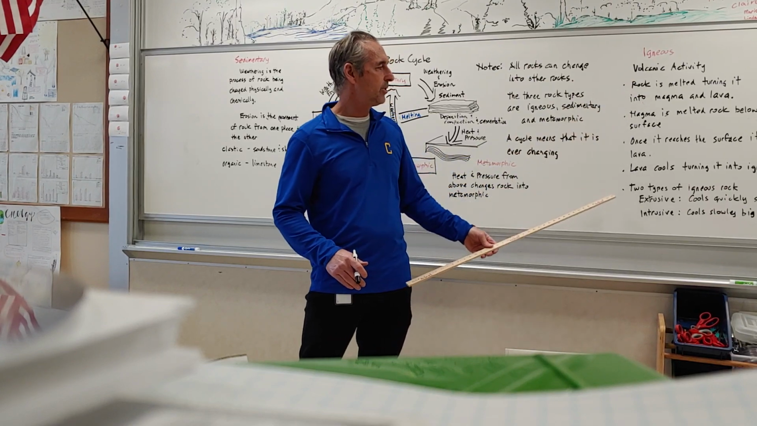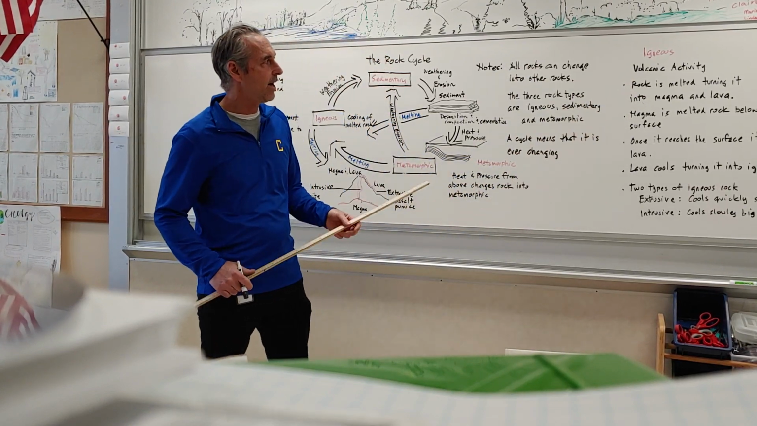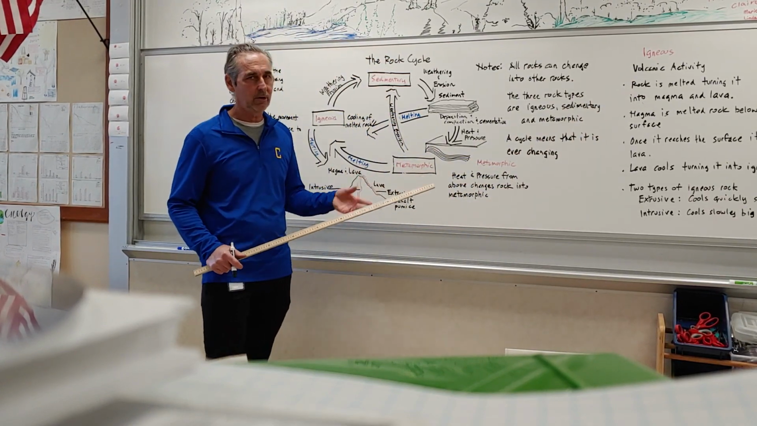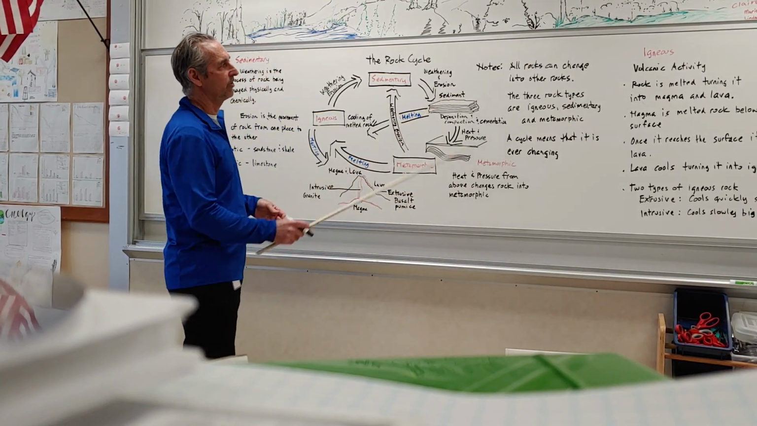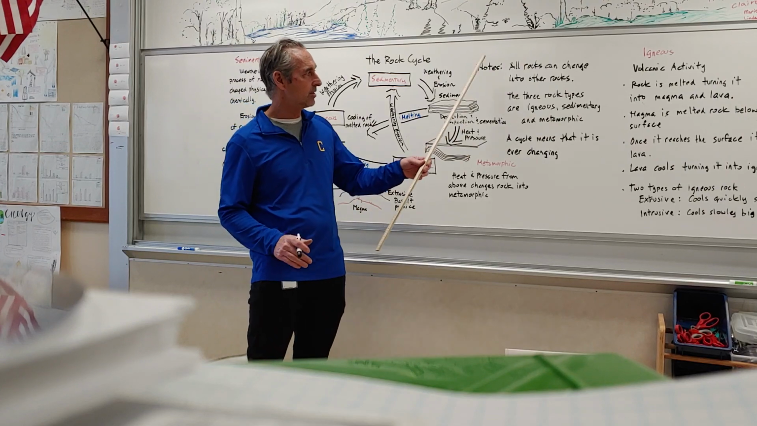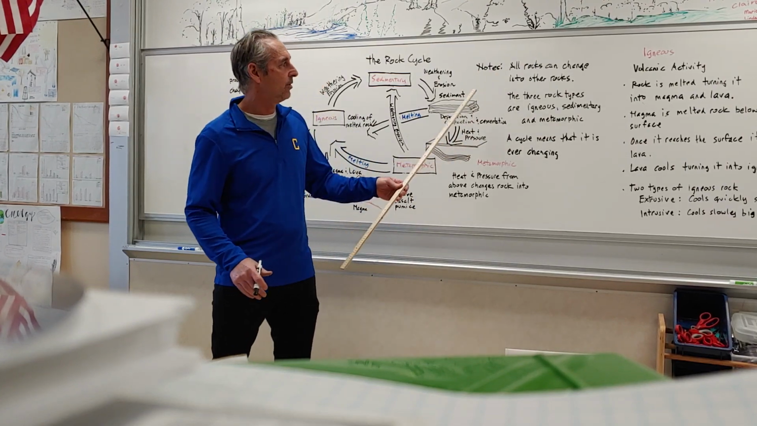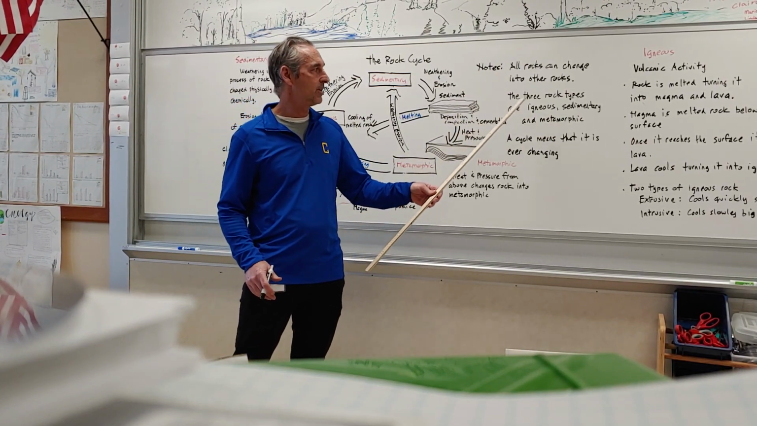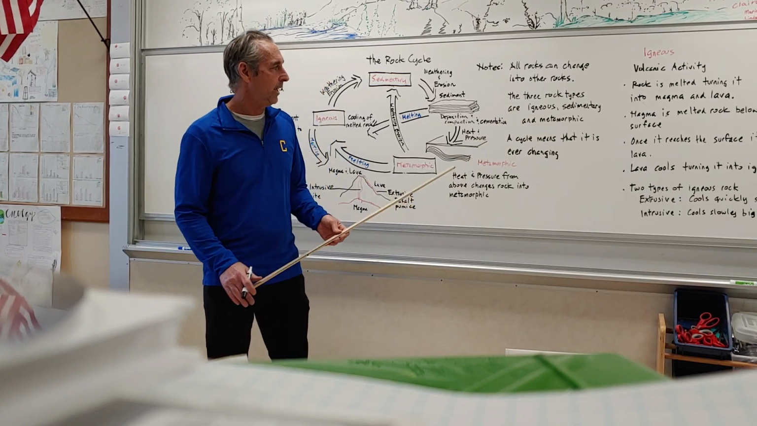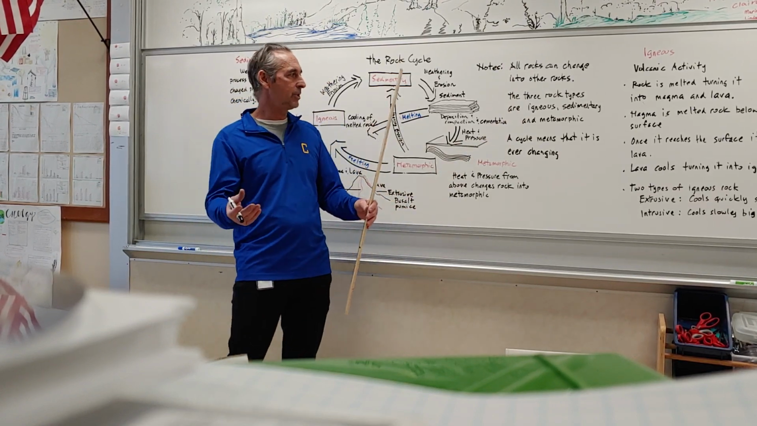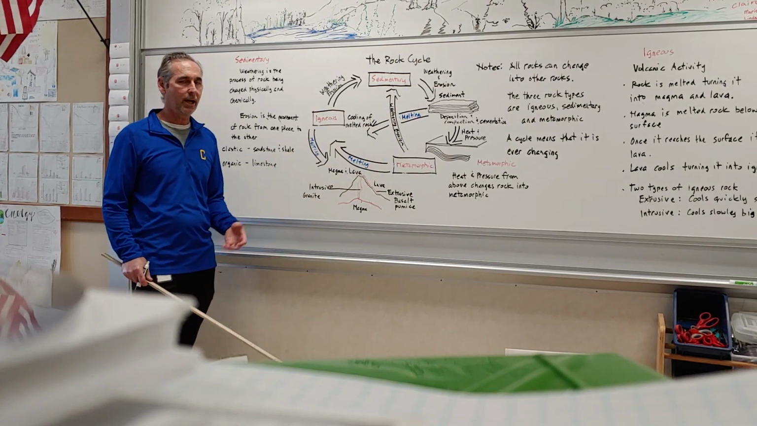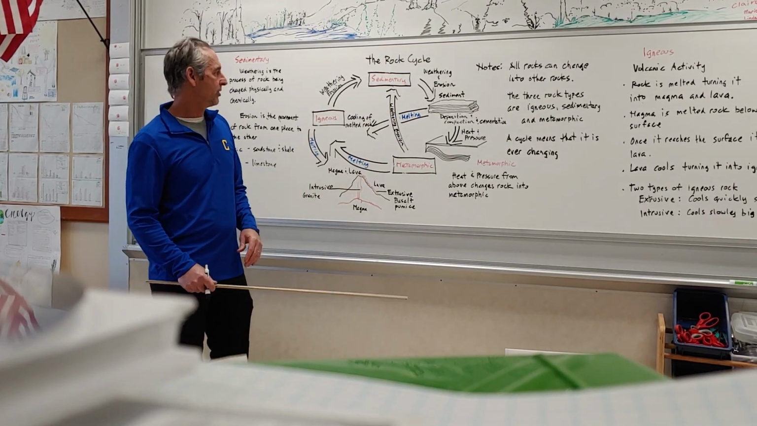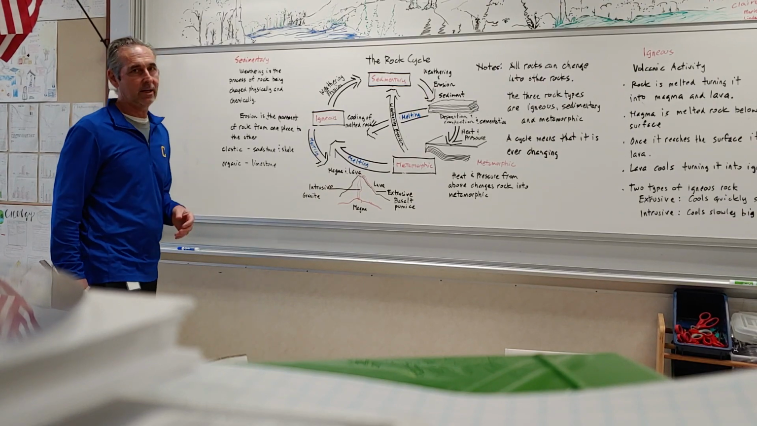This over here, if you read through that, it gives you a description on how igneous rock is made. And then a couple notes that I want to make sure you understand. All rocks can change into other rocks. The three rock types are igneous, sedimentary, and metamorphic. And a cycle means that it is ever changing. All of these can change into new rocks. So that's my little description of the rock cycle.